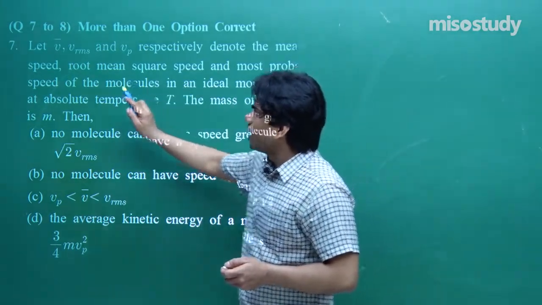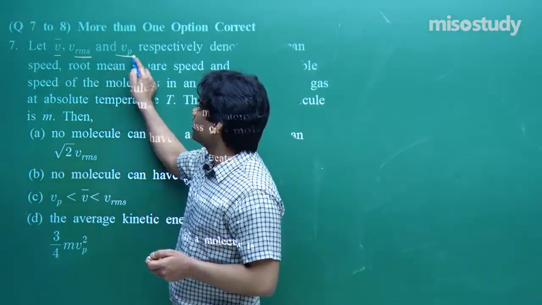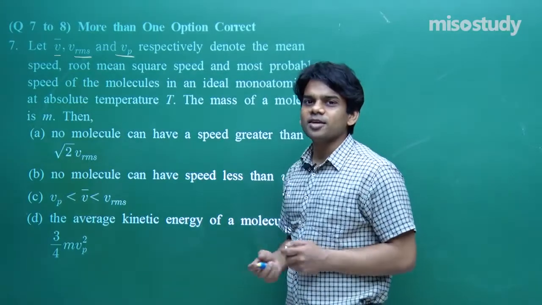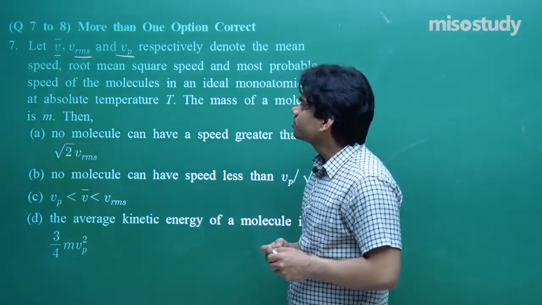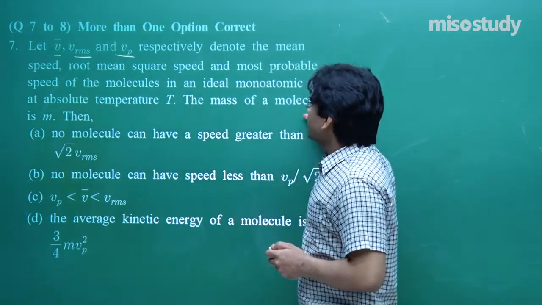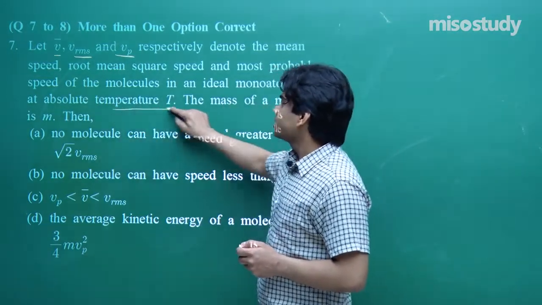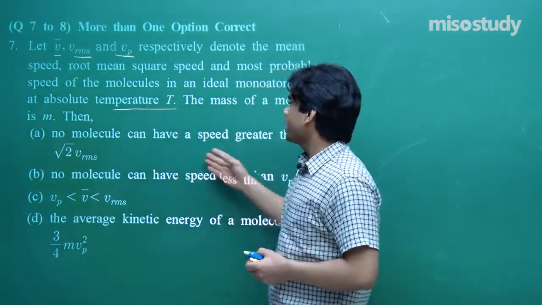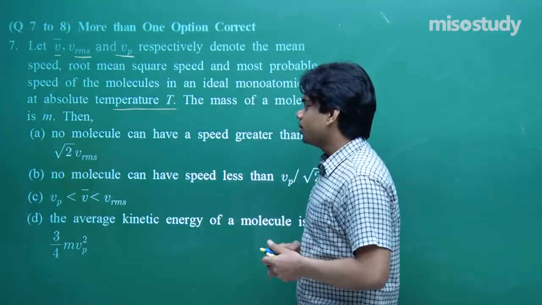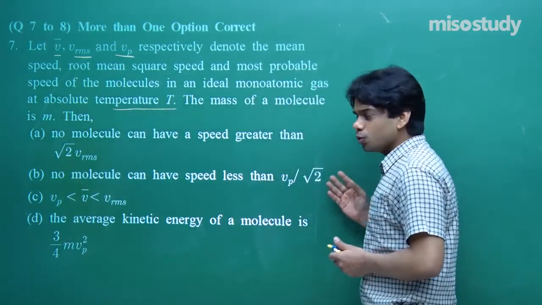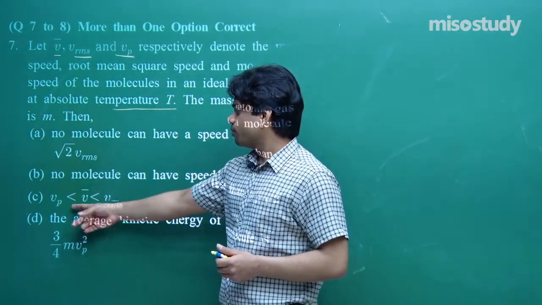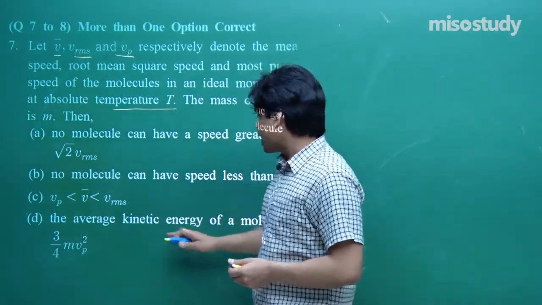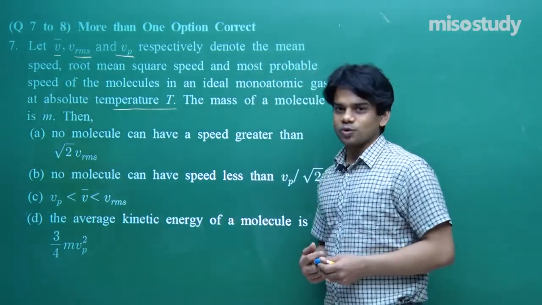Let V bar, that is V average, V RMS and V probable, respectively denote the mean speed, root mean square speed, and most probable speed. That is generally the symbol for all these three kinds of speeds of the molecules in an ideal monatomic gas at absolute temperature T. The mass of a molecule is m. Then A, no molecule can have a speed greater than root 2 V RMS. B, no molecule can have a speed less than Vp by root 2. C, Vp is less, V bar is more, and then V RMS is the highest. D, the average kinetic energy of a molecule is 3 by 4 m Vp whole square.